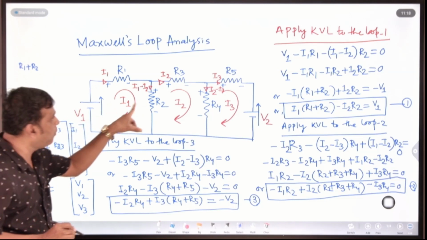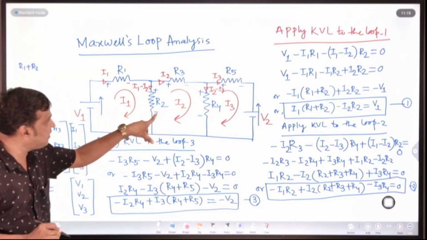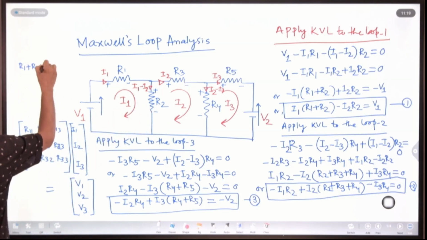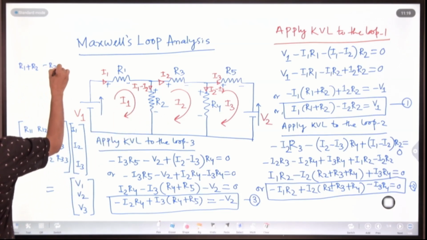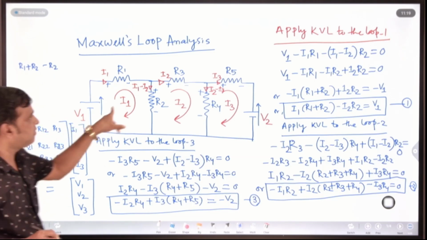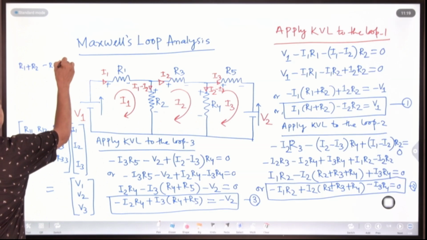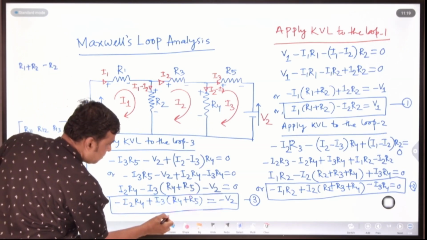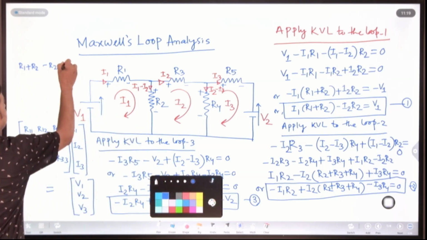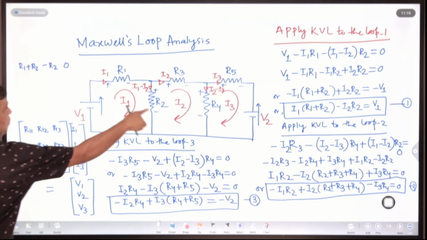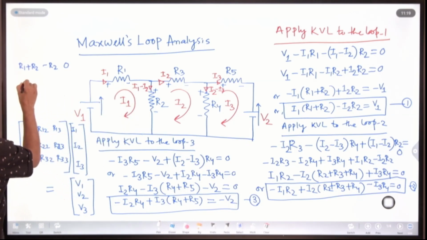Common between 1 and 2: the resistance common between 1 and 2 is how much? Only R2, and put the minus sign, minus R2. Then 1, 3: is there any resistance common between 1 and 3? No, so that will be 0. Similarly, R21, common between 2 and 1, is the same as 1 and 2. Common R2, that will be minus R2.